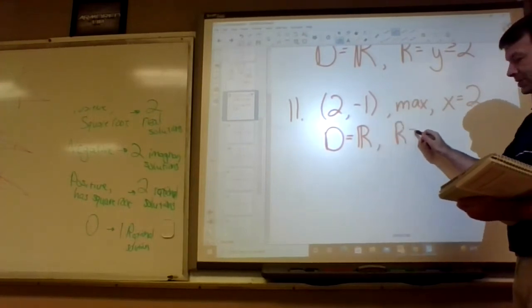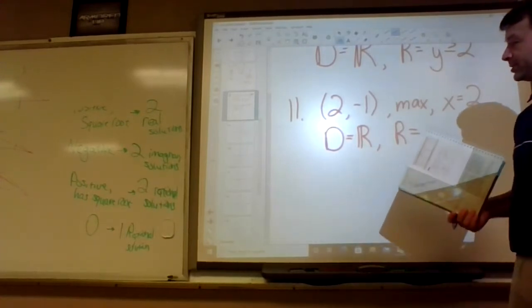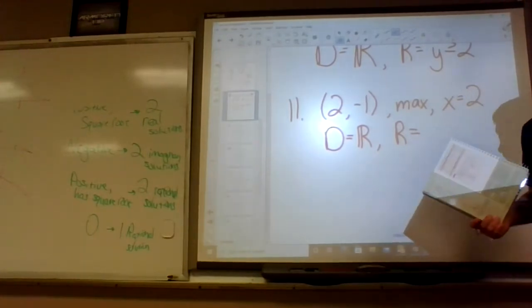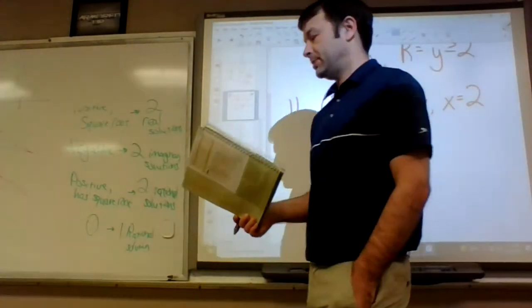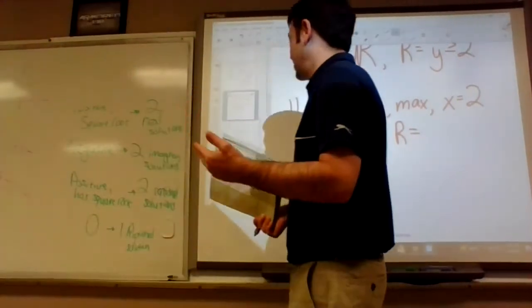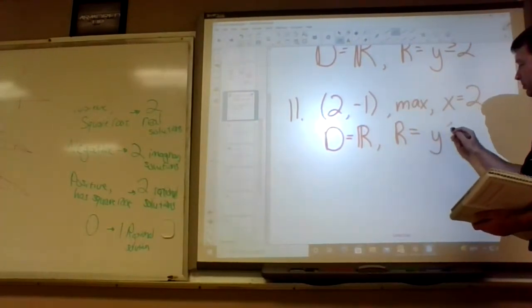What's the range? Okay, this graph has a maximum value. How high does the graph go up to? What's the highest point on the graph for the y-value? Negative 1. Goes up to negative 1 on the y-axis. So y could be negative 1 or anything below that. So how do I write that? Y is less than or equal to negative 1.